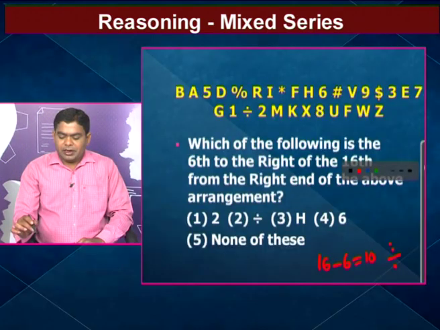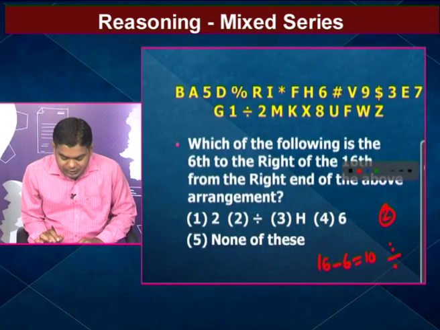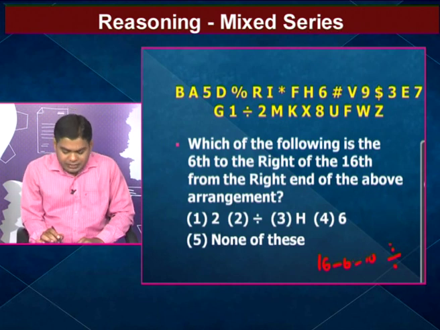In our question, the 10th right means we count from the Z. The third element is F, the sixth element is X, the ninth element is 2. So the 10th element is division. The 10th element is division. So the answer is division.